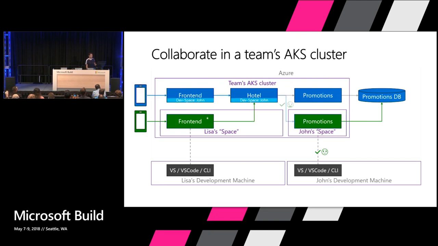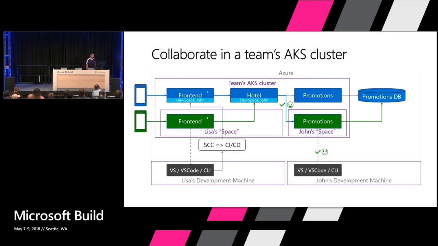You too could also have your own public endpoint and make requests to the front end, which then makes a call to hotel, which still is running in your team's baseline. But at that point, when hotel actually makes a call to promotions, it's actually going to resolve to John's own promotions version. And so you're immediately getting that end-to-end flow, and you're getting a better sense while you're writing your code, and then being able to have more confidence when you actually check in.